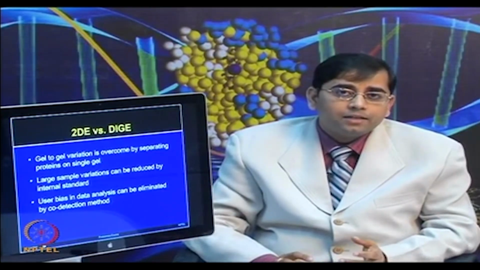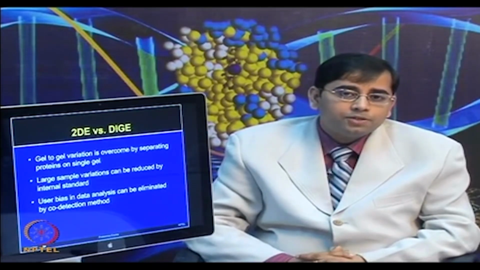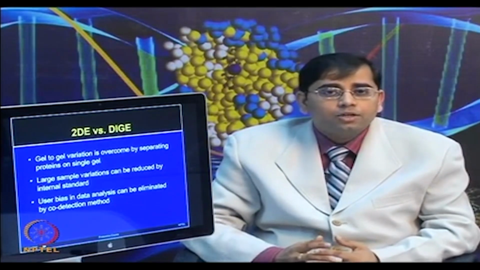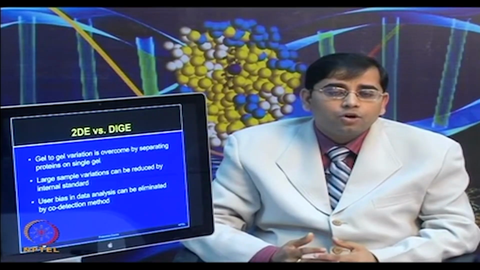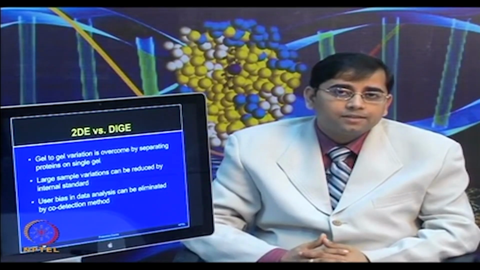Now, in two-dimensional electrophoresis, often in the data analysis, there is user bias in how to define the spot boundaries and obtain the statistical information, whereas in DIGE there is a co-detection method involved in the software analysis, which eliminates a lot of user bias in performing this analysis.